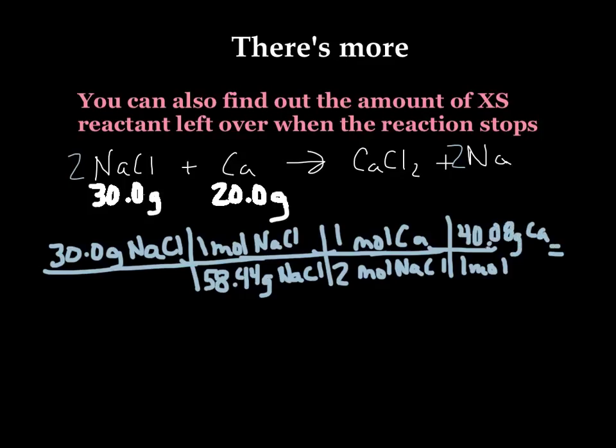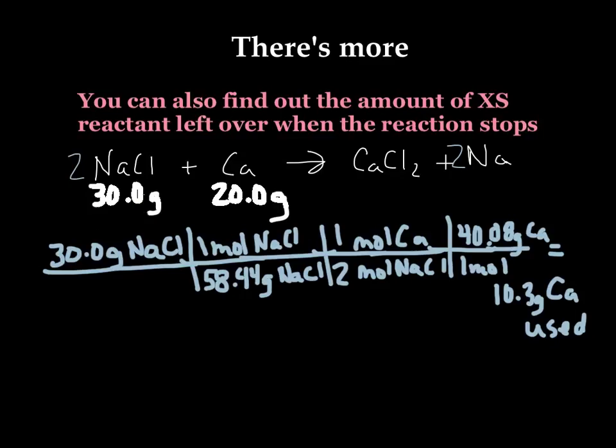And I can figure out how much Ca I had to use in order to use up my 30 grams of NaCl. Now it should be a number lower than 20, otherwise I did something wrong somewhere, because if it's higher than 20, then Ca would have been my limiting reactant. And so when I plug this all in, I get 10.3 grams of Ca used. It only took 10.3 grams of Ca to use up this 30 grams of NaCl.